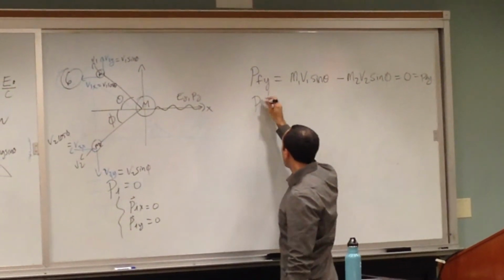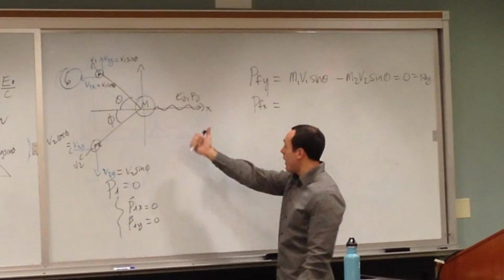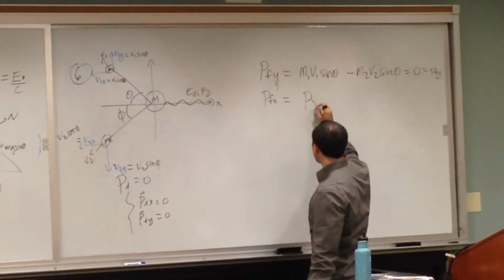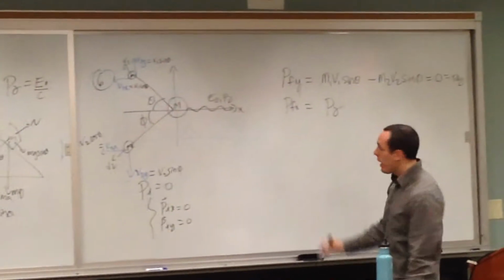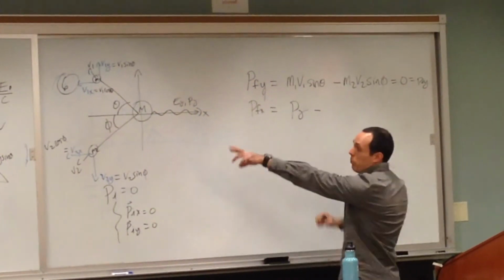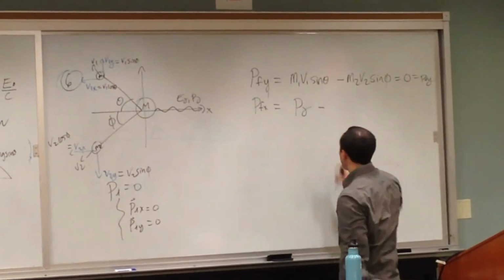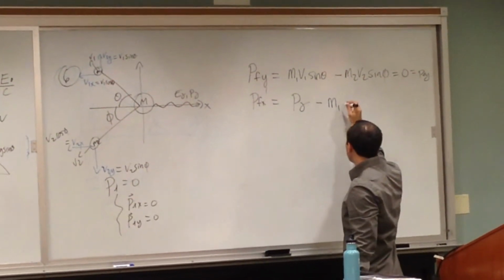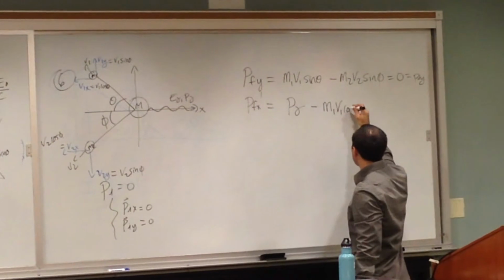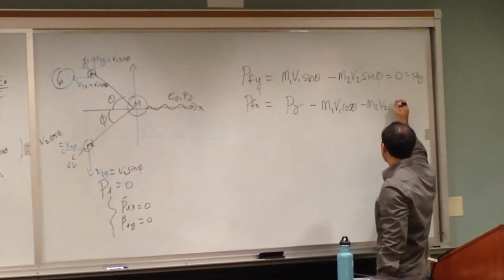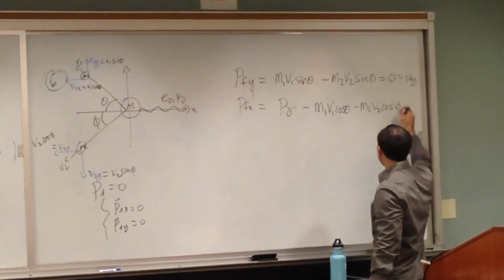My second equation is P final in the x. Well, everything going to the right is going to be positive. So that's the momentum of the photon, P sub gamma, minus both the components of the x momentum for m1 and m2 are the left, so they'll both be negative. So that's m1 v1x, which is v1 cosine theta, minus m2 v2x, which is v2 cosine phi.